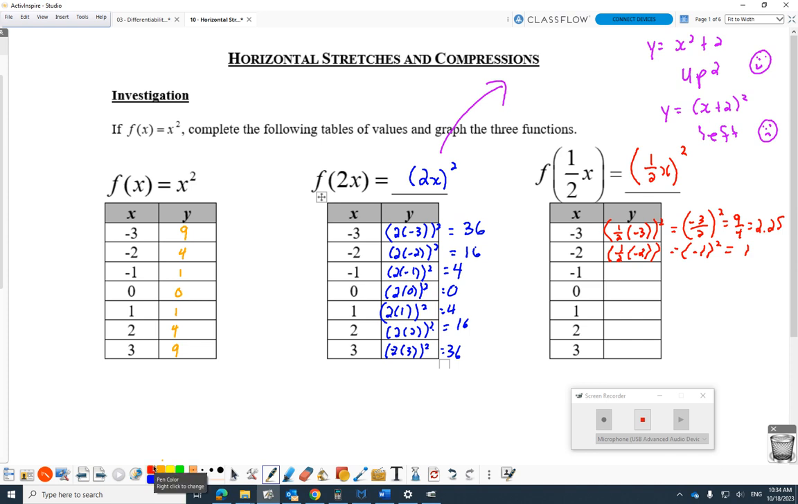Let's see. Half of negative 1, squared, would be (negative a half) squared, which is 1/4.